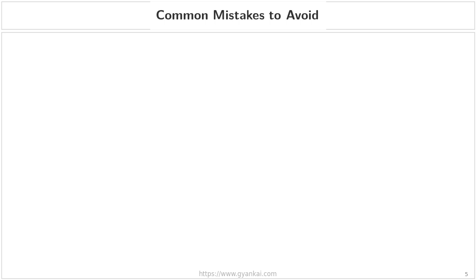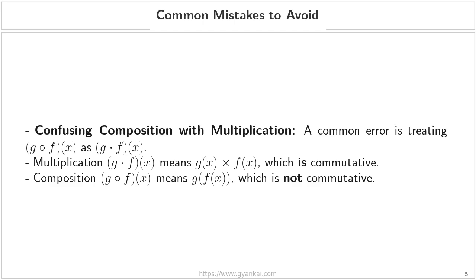Common mistakes to avoid. Now that we have mathematically demonstrated how the order of operations changes the result, it is crucial to address some common pitfalls students often encounter when solving these problems. First, be very careful not to confuse function composition with function multiplication. A common error is treating g circle f of x as if it were g dot f of x. It is important to remember that multiplication, which is g of x multiplied by f of x, is commutative, meaning the order does not change the result. However, composition, which is g of f of x, is not commutative.